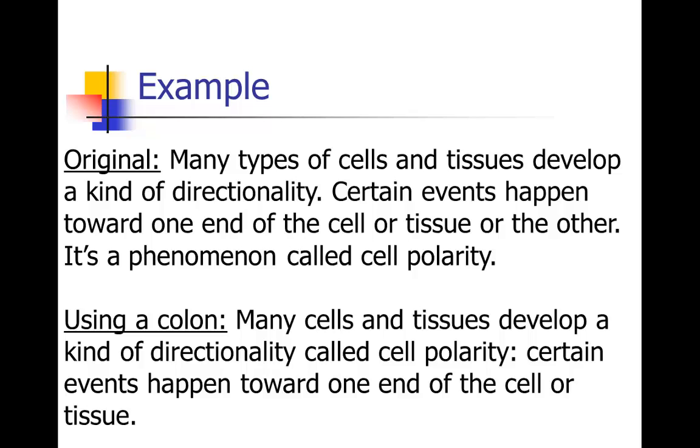So here's the original thing that I was editing. It said, "Many types of cells and tissues develop a kind of directionality. Certain events happen toward one end of the cell or tissue or the other. It's a phenomenon called cell polarity."